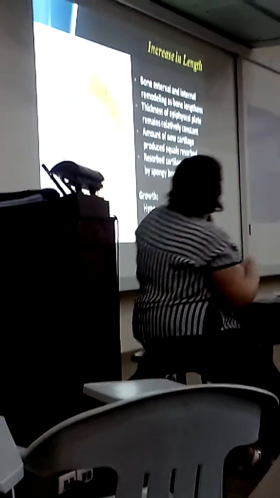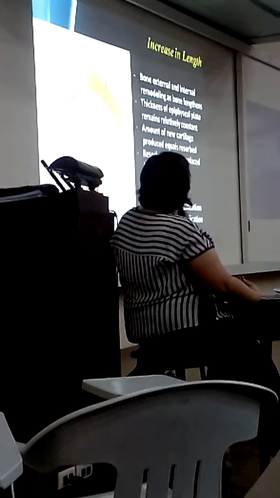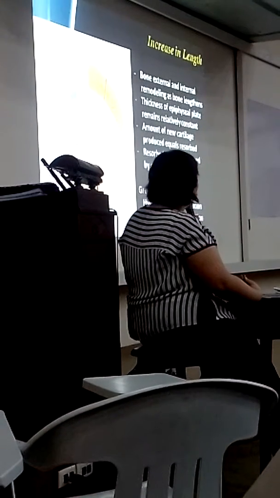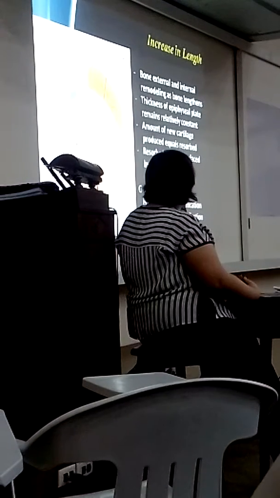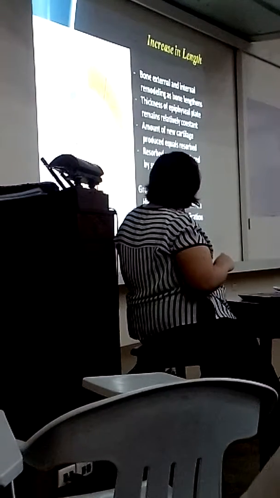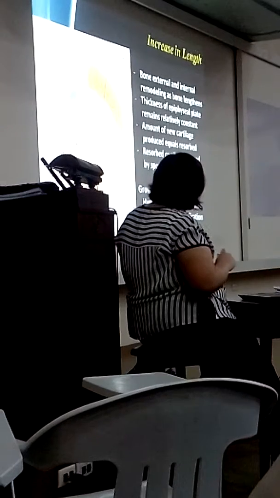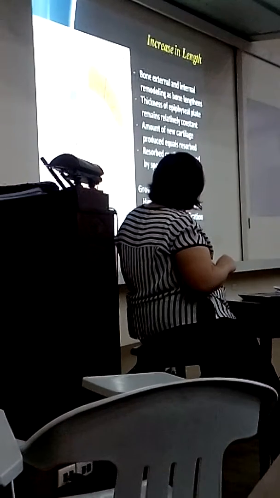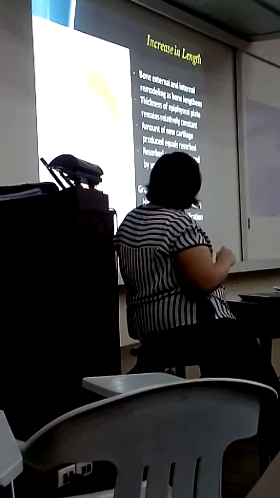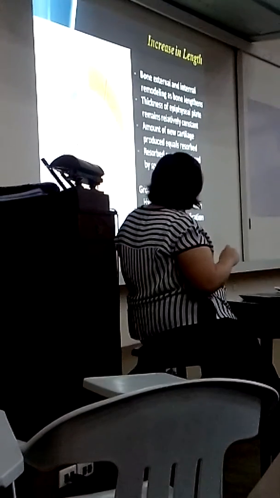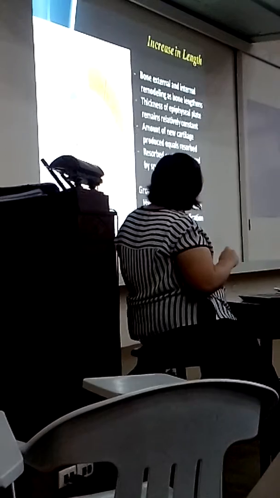The amount of new cartilage should also equal the amount of cartilage that's being resorbed. And then the resorbed cartilage is replaced by spongy bone. This picture is really very nice. You can see here there's a dotted line of the original shape of the bone, which is actually a mirror image of this one. So you can see the original bone.